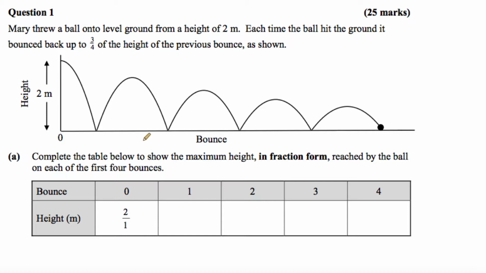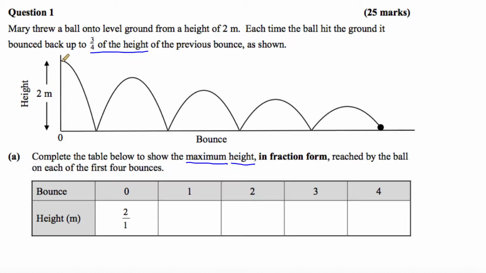Part A says complete the table below to show the maximum height in fraction form reached by the ball on each of the first 4 bounces. Okay, now a key word there in the question is maximum height, because the information in the question tells us that each time the ball hit the ground it bounced back up to 3/4 of the height of the previous bounce. So if we're completing this table, we can see that the first part is filled in.